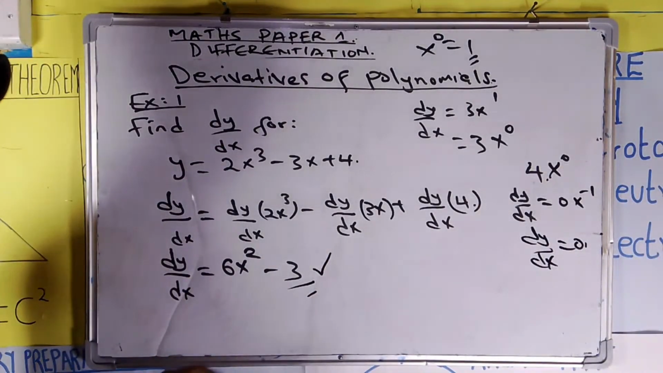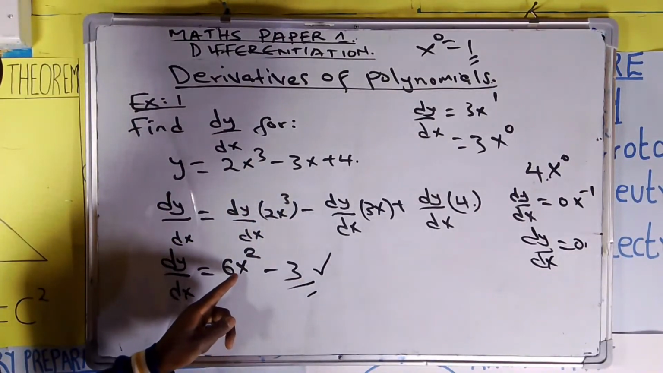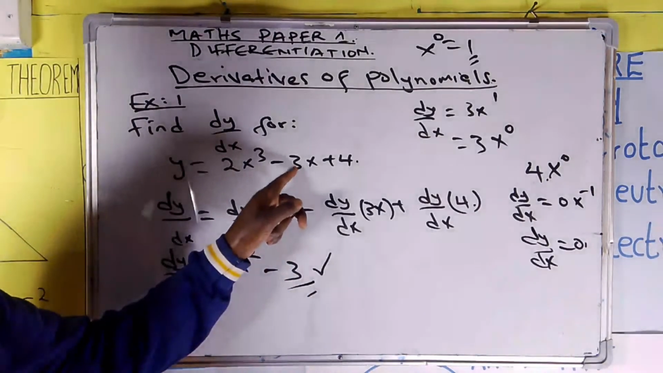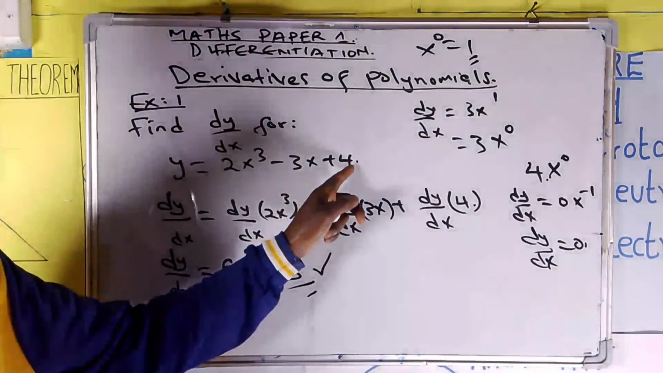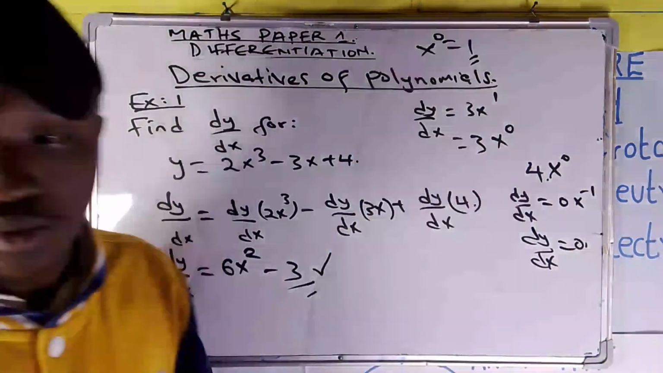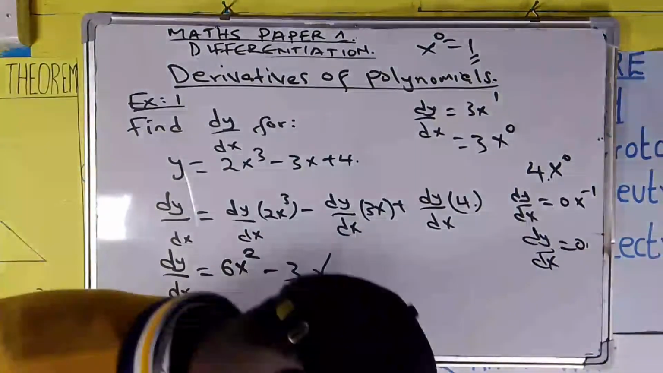So you can see the power is reducing. This was to power 3; after differentiating, it becomes to power 2. This one with x to power 1 reduces to x to power 0. And the one with x to power 0 becomes a 0. So it is just reducing like that. So we can do another example.